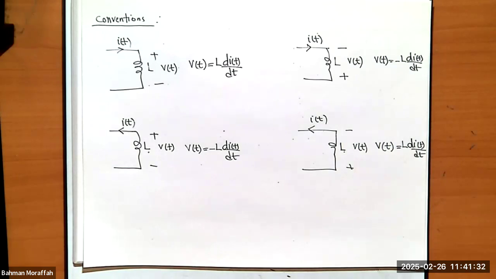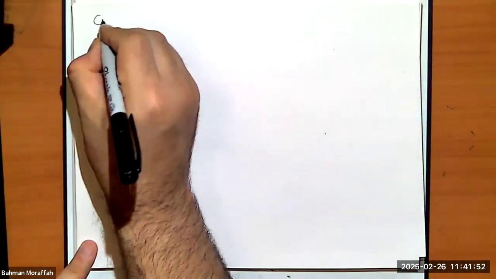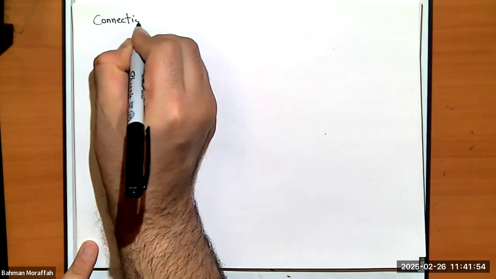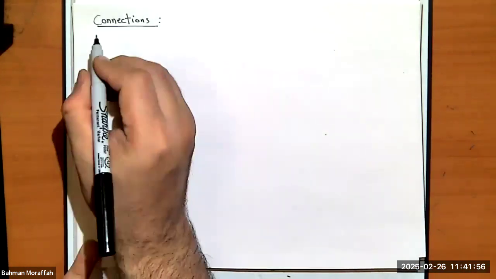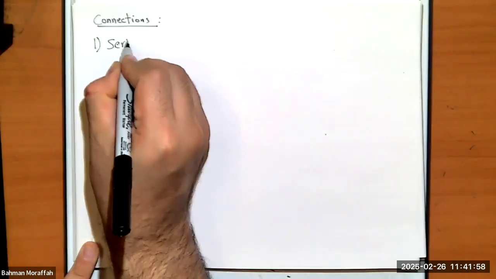So just like what we did for capacitors, where we were able to combine them and simplify them down to one capacitor, or what we did for resistors, we're able to do the same thing for inductors as well. So let's talk about connections. Again, we have two types of connections.